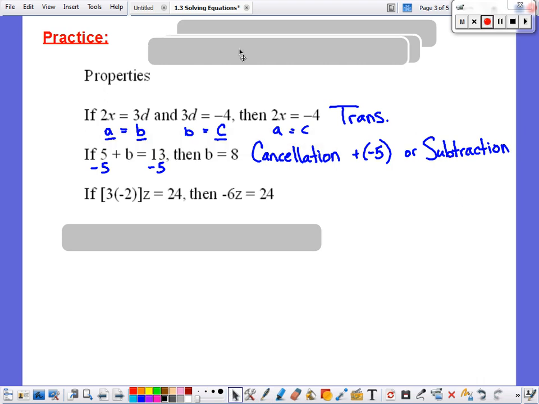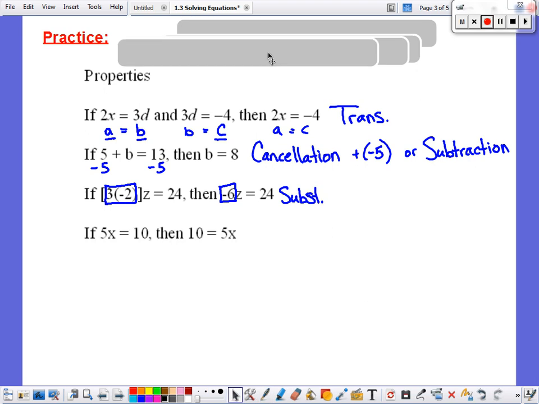Taking a look at the third one, if 3 times -2 times z equals 24, then -6z equals 24. If we take a look at this one, notice what we've done is we simply replaced that with this. Because 3 times -2 is -6, this is a replacing, this is substitution. Okay, that's what we have there, substitution.